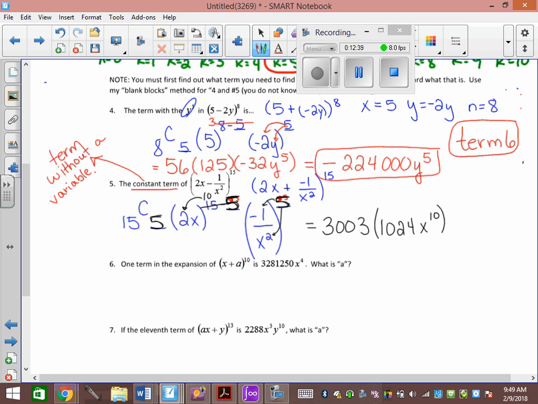If you forget it, your sign is going to be positive, and you're going to pick the wrong answer because they'll have that there. -1 x to the 10. Those cancel. What's 3003 times 1024 times -1? Anyone get it? Yeah? What other answer are they going to have there? Positive. Right? What other answer are they going to have there?